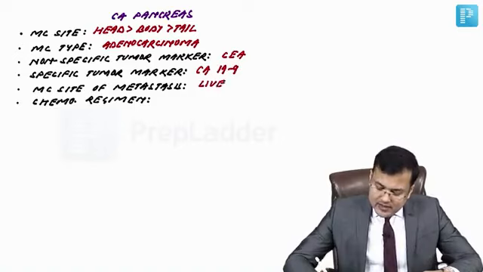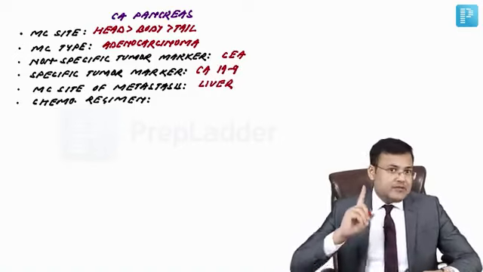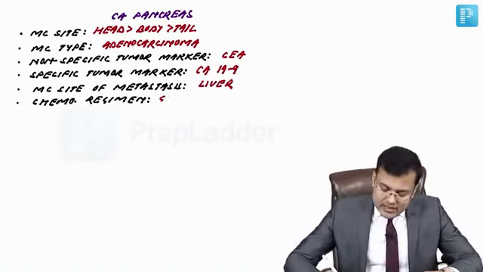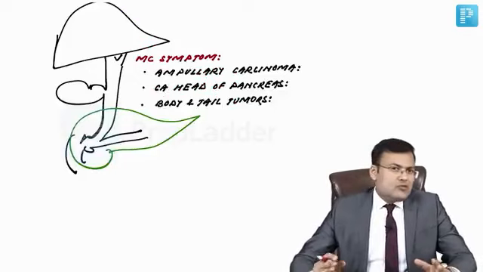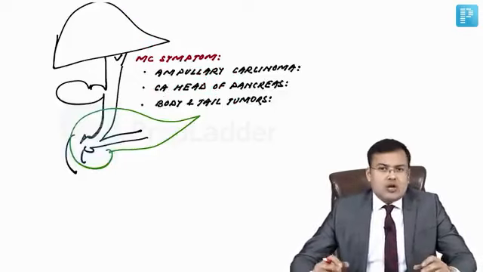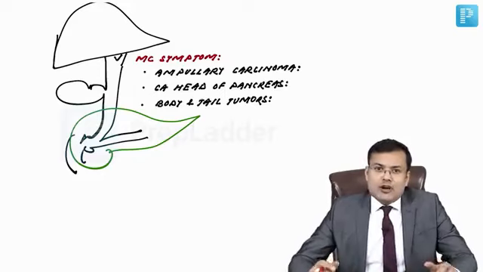What is the most common site of metastasis? Obviously, it is liver. And in chemotherapy, we give single agent. What is the name of that agent? We give gemcitabine. What is the most common symptom of carcinoma pancreas? Since the most common site is head, the most common symptom is jaundice followed by weight loss.